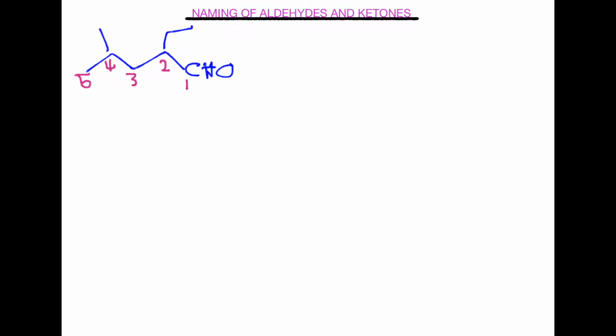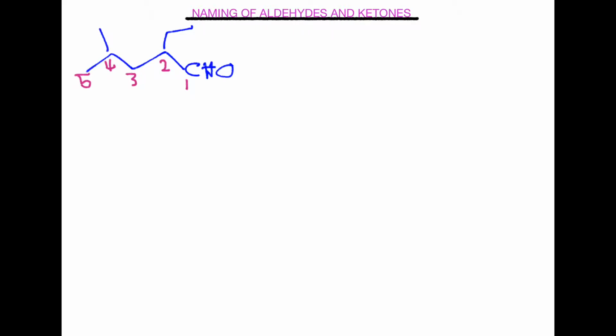Alright, but remember we have some other alkyl groups attached to it, and we have to write that according to the alphabet. So when we are counting, we can see that over here we have an ethyl group attached to carbon number 2, and we also have a methyl group attached to carbon number 4. Because just like we name alkanes, we have to write that in alphabetical order.